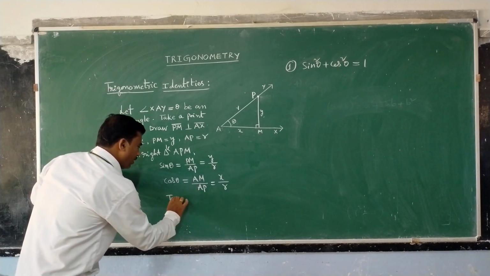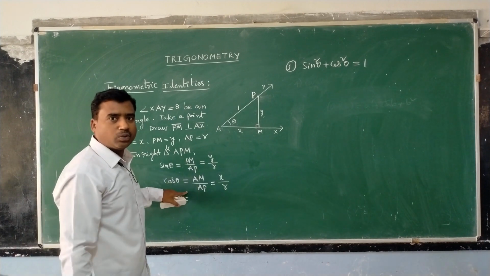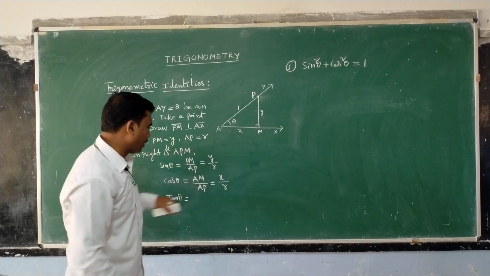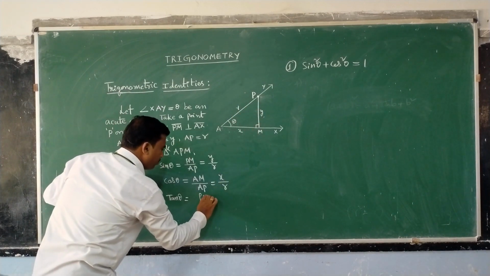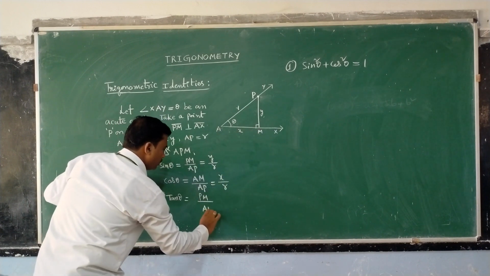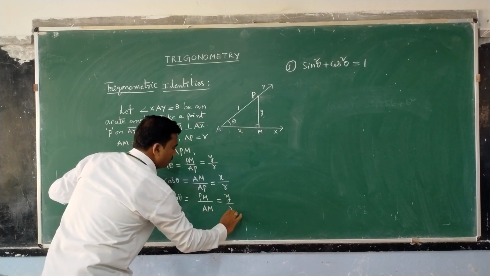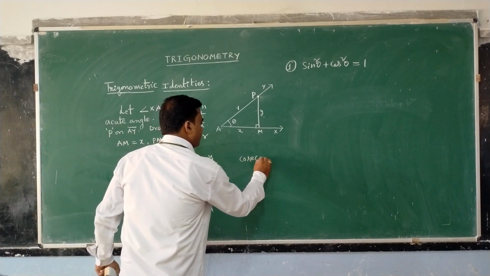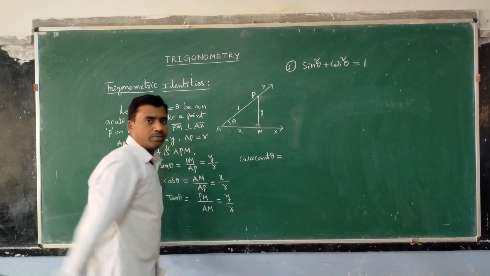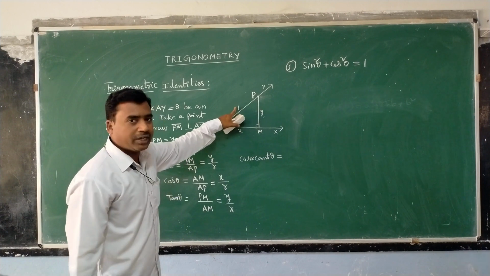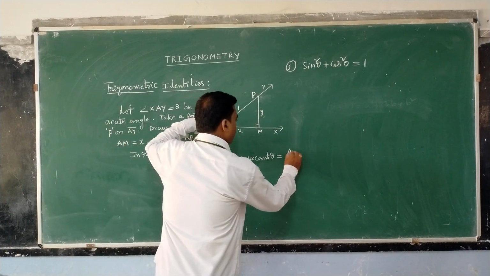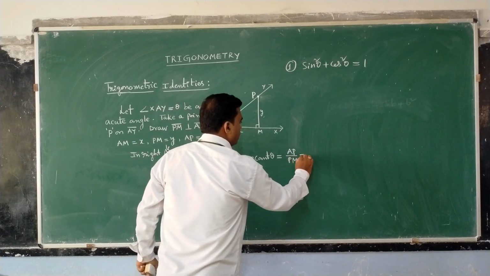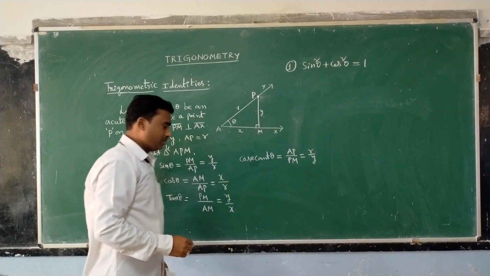And tan theta is equal to the side opposite to theta by the side adjacent to theta. So that is equal to PM by AM, that is equal to y by x. And the fourth one, cosecant theta, is equal to hypotenuse AP by the side opposite to theta PM, that is equal to r by y.